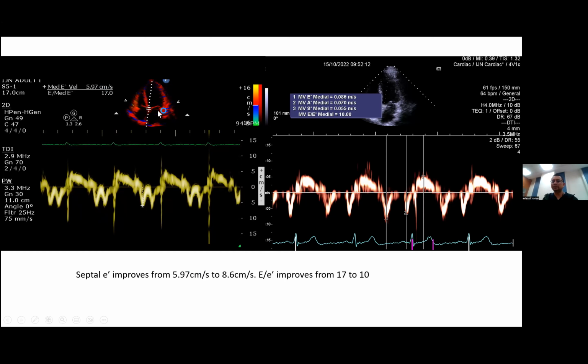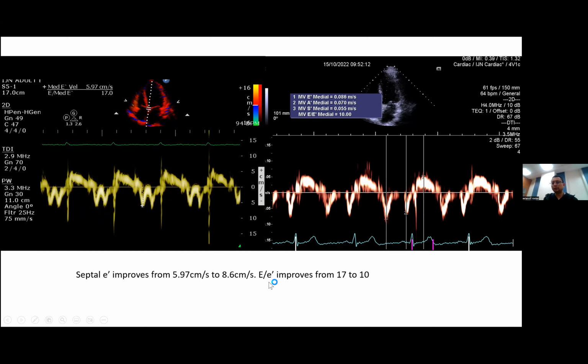I think this tissue Doppler is very important, and a lot of people don't know how to use it, but it's actually very easy and very useful, especially if, let's say, the patient has a normal ejection fraction and has heart failure with preserved ejection fraction, where this is the main thing that you follow.